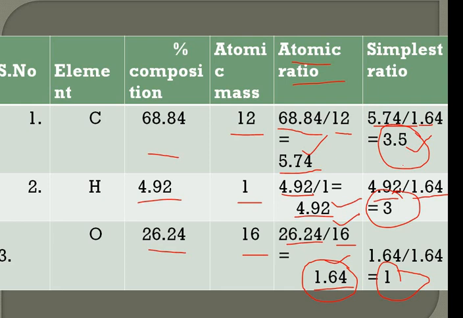Just try to multiply with the smallest number that works. For example, if we multiply these three values by 1, then there is no change. But if we multiply these three values by 2, 3.5 into 2 makes it 7, and 3 into 2 makes it 6, and 1 into 2 makes it 2. So by multiplying with 2, we are getting whole numbers.